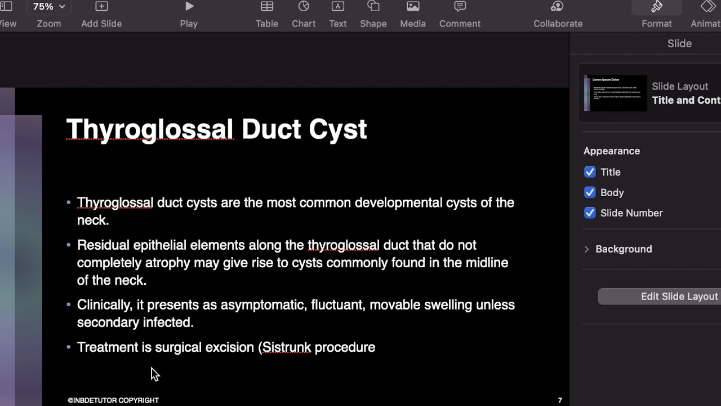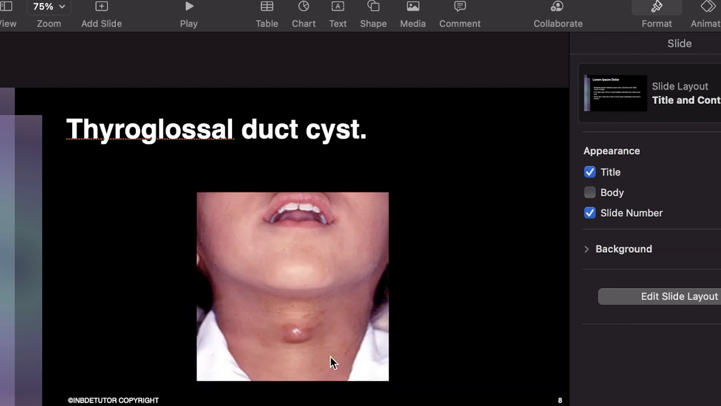The thyroglossal duct cysts are the most common developmental cyst in the neck. Residual epithelial elements along the thyroglossal duct that do not atrophy may give rise to cysts commonly found in the midline of the neck. Clinically they present as an asymptomatic, fluctuant, movable swelling unless secondarily infected. Treatment is surgical excision, and more precisely, the procedure is known as the Sistrunk procedure. It's not that somebody's going to ask this in the exam, but just for general knowledge. In the diagram, you can clearly see a swelling in the midline of the neck.